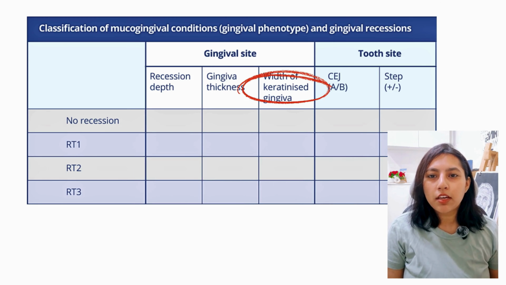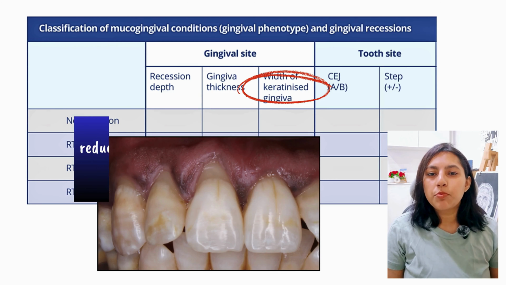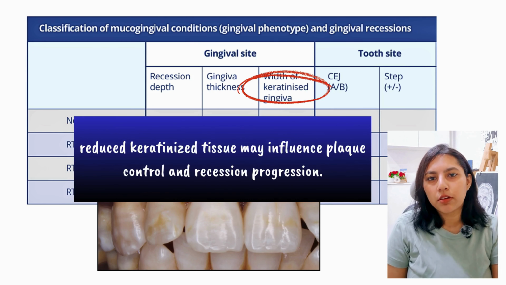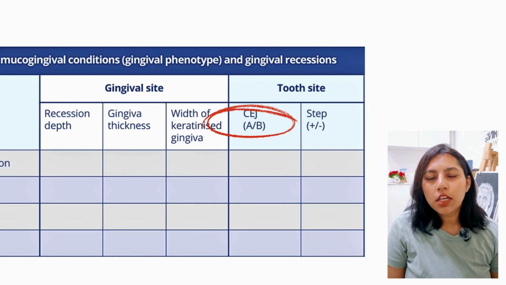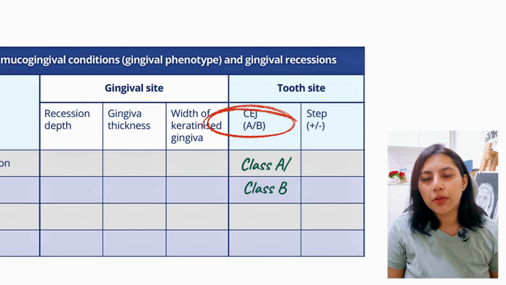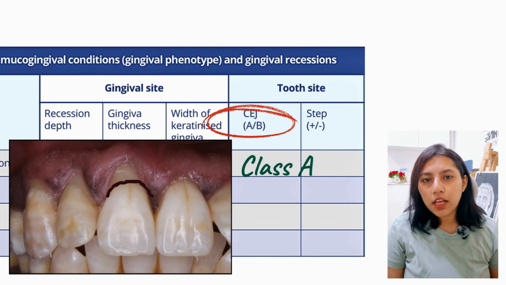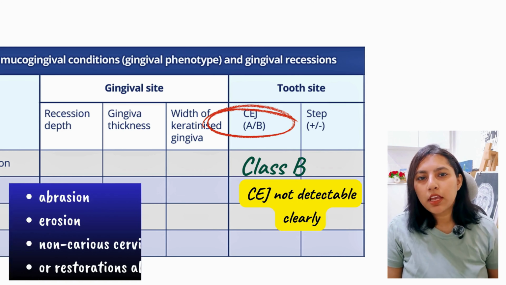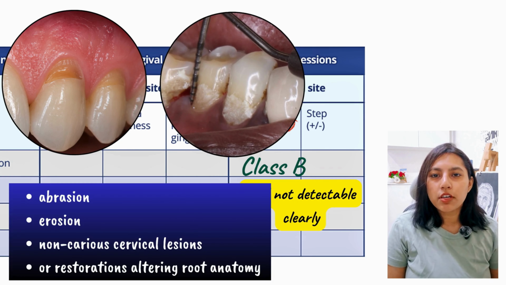The next part is keratinized tissue width. This is measured from the gingival margin to the mucogingival junction. And this becomes important because reduced keratinized tissue may influence plaque control and recession progression. Now the next part becomes very important clinically, CEJ assessment. Here, the table uses class A and class B. Class A means the CEJ is clinically detectable, whereas class B means the CEJ is not clearly detectable. This commonly happens in cases with abrasion, erosion, non-carious cervical lesions, or restorations altering root anatomy.